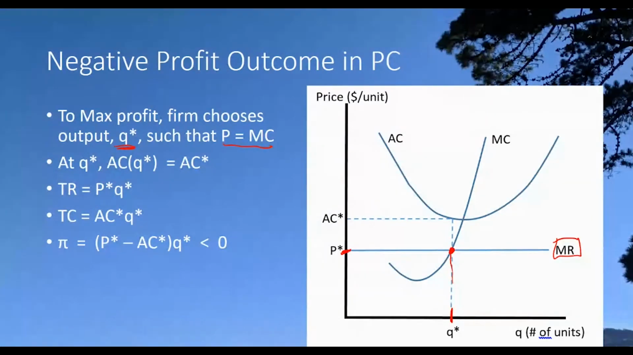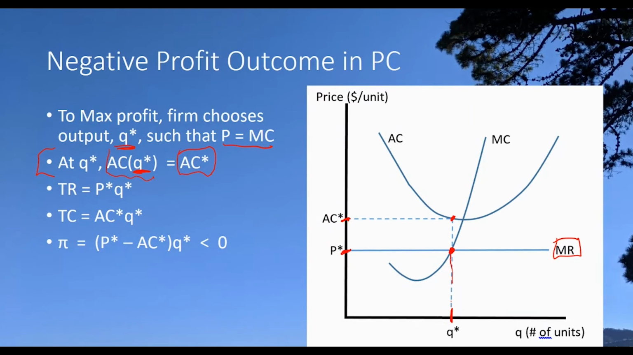Next bullet. At Q star, we can calculate what the cost is of Q star. To do that, we carry the quantity up to the average cost curve and carry it over to determine a value, AC star. All right, so the average cost at the quantity Q star can be written on the left-hand axis as AC star.